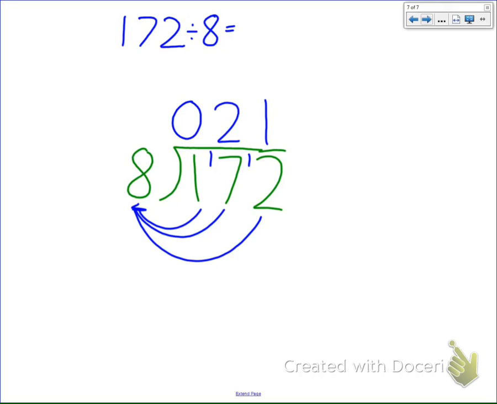Can you please copy down what I do? If there's a remainder, and I get to the end, I put a little R. I put R, 4. That means 172 divided by 8 is 21 with a remainder of 4. Can you please make sure you copy that down exactly? I'll give you a moment. I suggest you do the lines as well because it will help you organise your thinking.